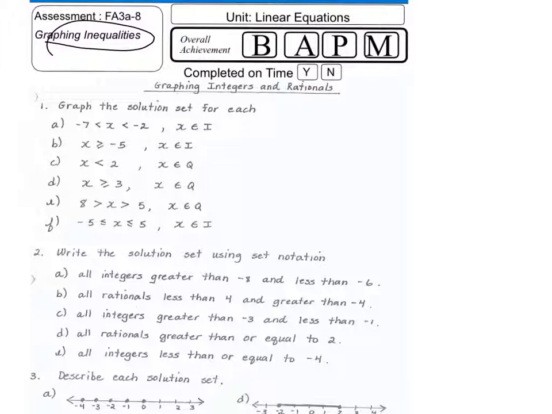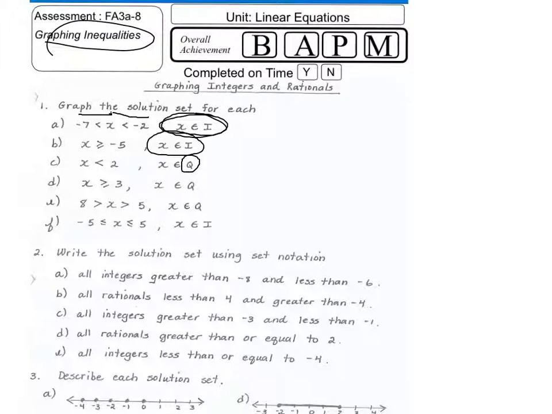So, for example, A says that x is greater than -7, but less than -2. This notation says x is a set of numbers that are integers. For others, x is a set of numbers that are rational. Back in the rational numbers unit, we talked about what an integer was and what a rational and irrational number was. Now we're coming back to use that knowledge again, so we're going to go over rational numbers and integers again.